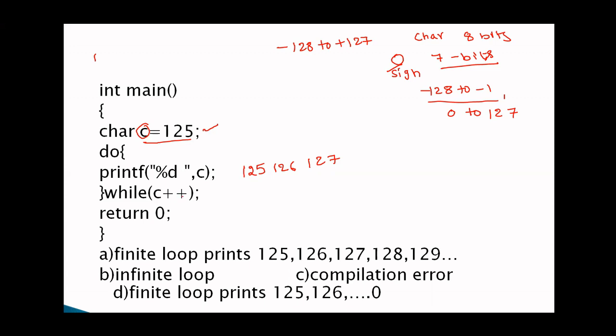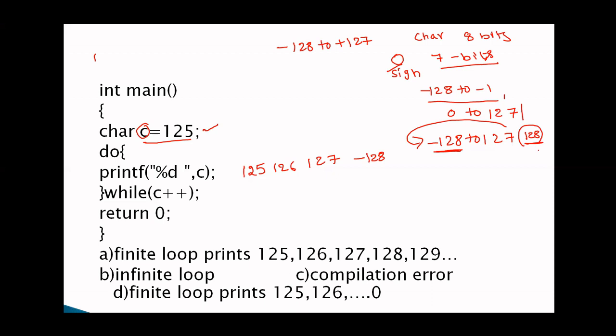But whenever the c value becomes 128, what happens? It crosses the range. The range is this one, so the boundary is crossed. In this case, what happens? They are rotated in a cycle fashion. So if we have a number greater than 127, rotated in cycle fashion, what is the number we are getting? For 128, from the left side, the first number, minus 128, is the answer.